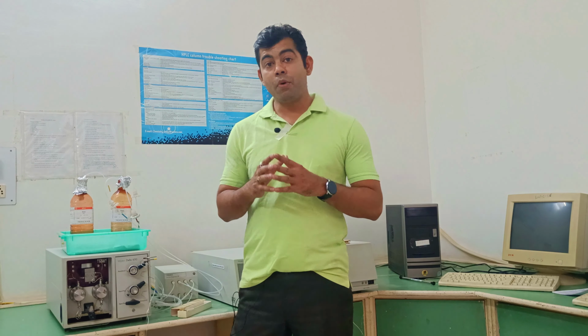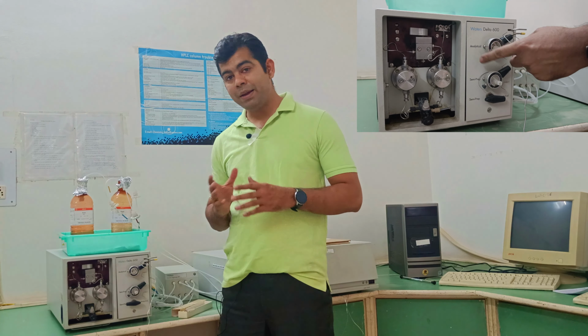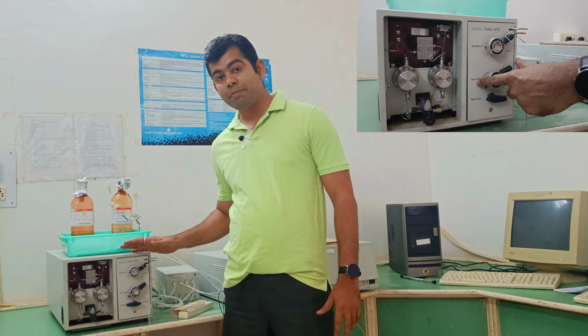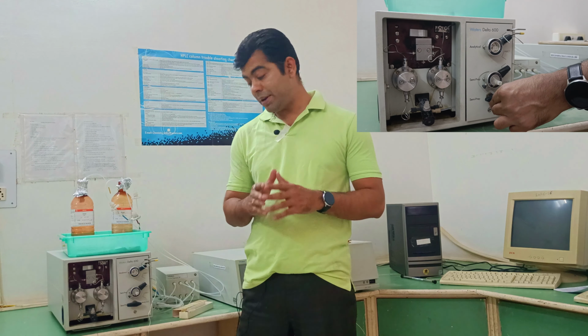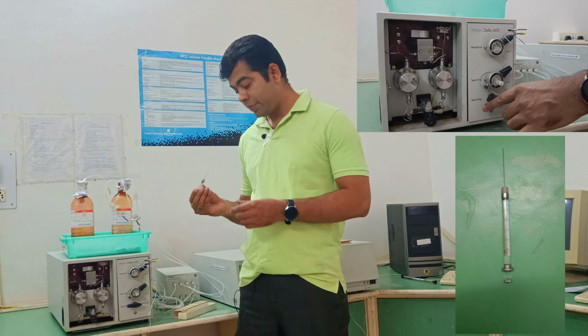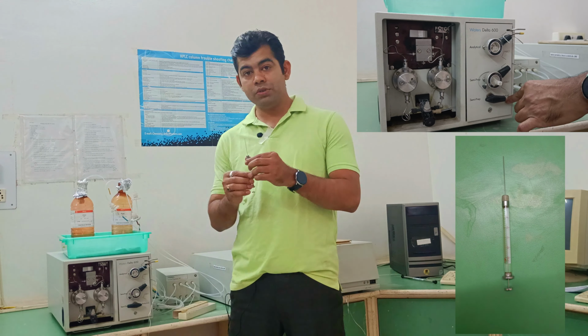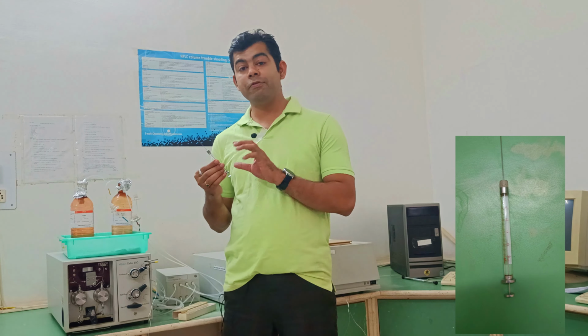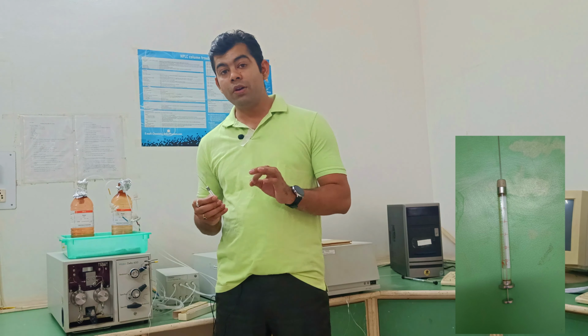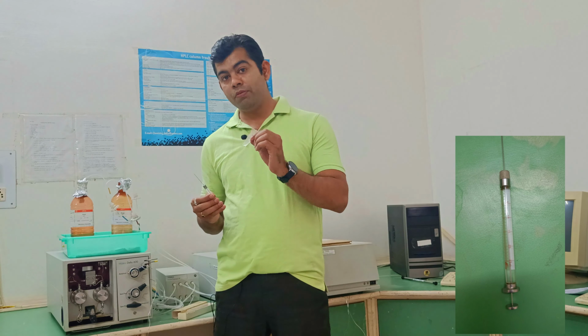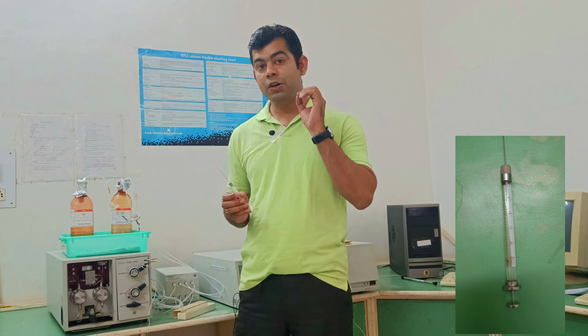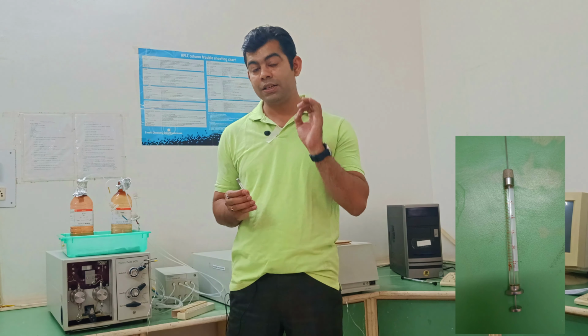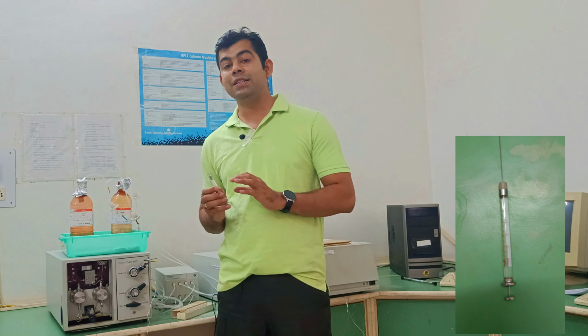The other important point is the sampling point. We have a manual sampling point. In manual sampling, we use an injector. It is an HPLC injector and its range is 25 microliter. 20 microliter is one of the best volumes for injection. So always remember, 20 microliter is one of the best volumes for HPLC injection.